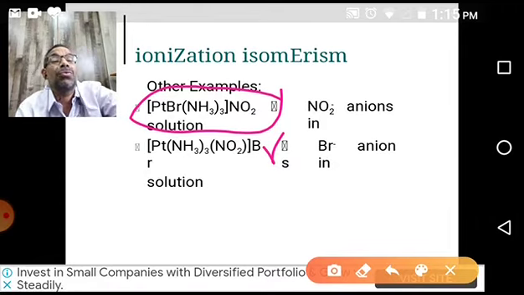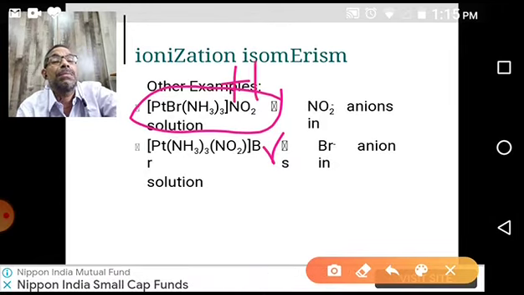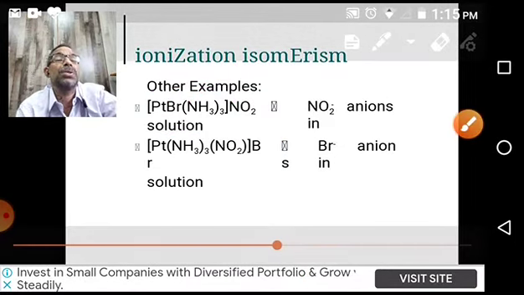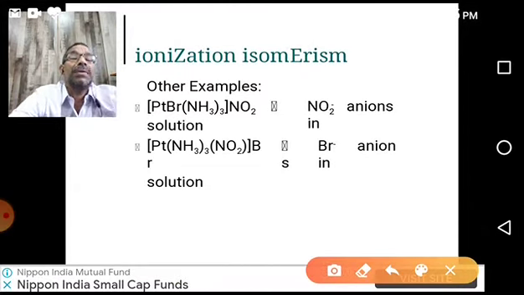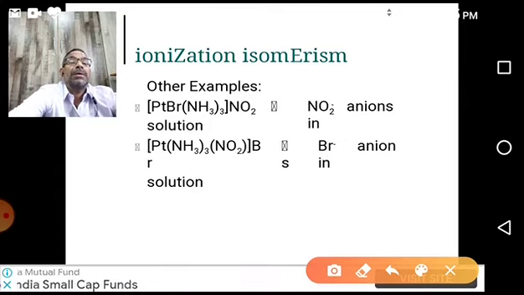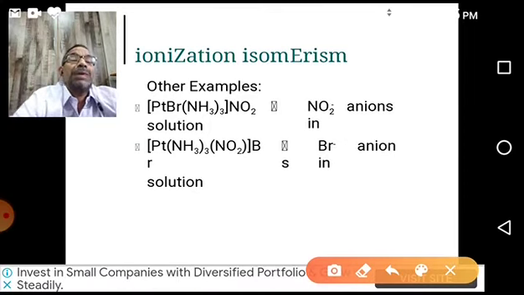Nitrite is NO2 minus, and the complex is a plus. So Br is minus, that's why platinum is in the plus 2 state. Okay, platinum is in the plus 2 state. So the name of the compound is bromo, then ammine. Why? Because NH3 is there. Triammine, bromo, platinum(II) nitrite. That is the IUPAC name of the compound.